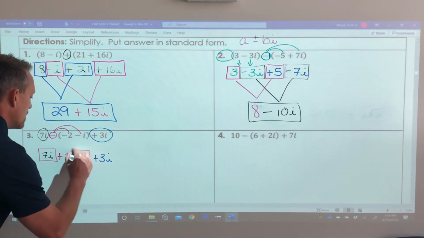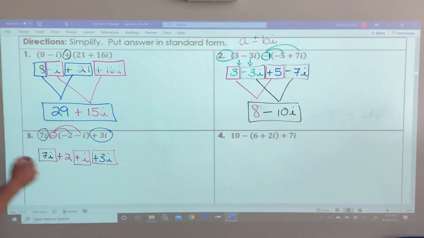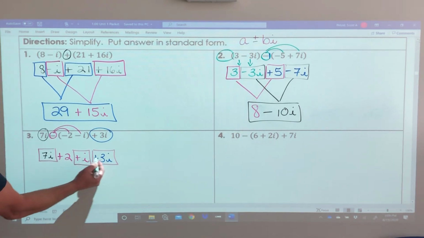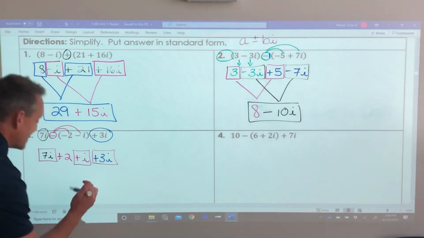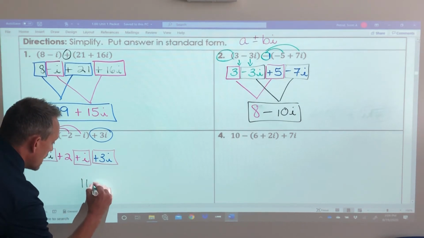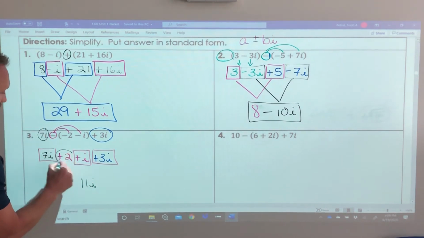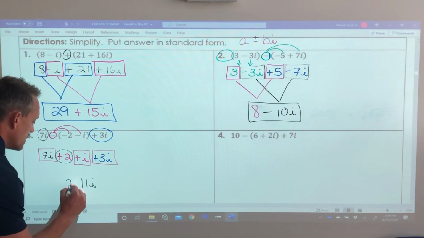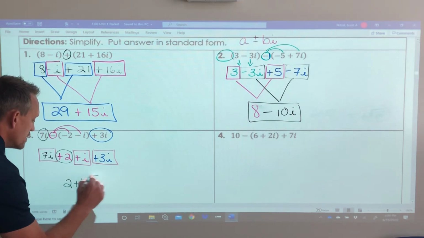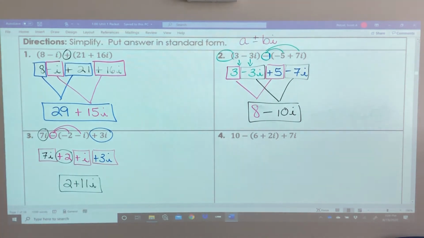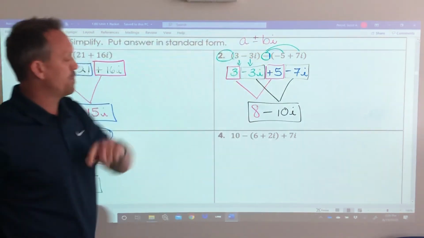i, positive, positive, leads me to 7 plus 1 plus 3 is 11i, and then we have the 2, positive, and done. Again, cannot put the 11i out front. Imaginary parts in the back.